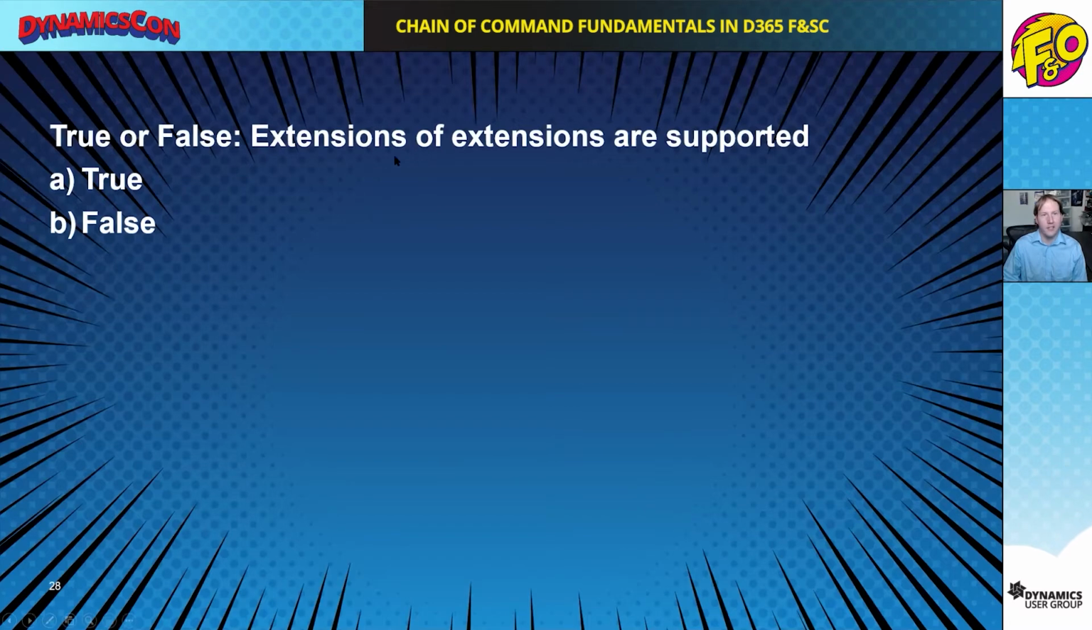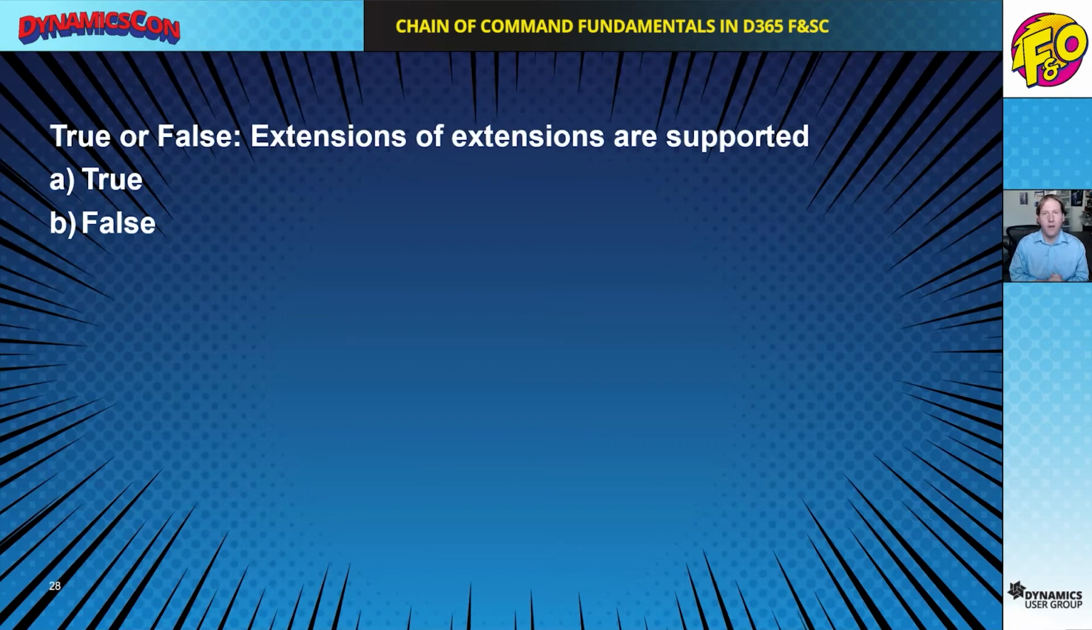So true or false? Extensions of extensions are supported. The answer is false. So we cannot have a chain of command extension of another chain of command extension. We can have multiple classes that are all chain of command classes that do chain of command on one method. That can happen, but we can't daisy chain and say, okay, this one comes after this one.